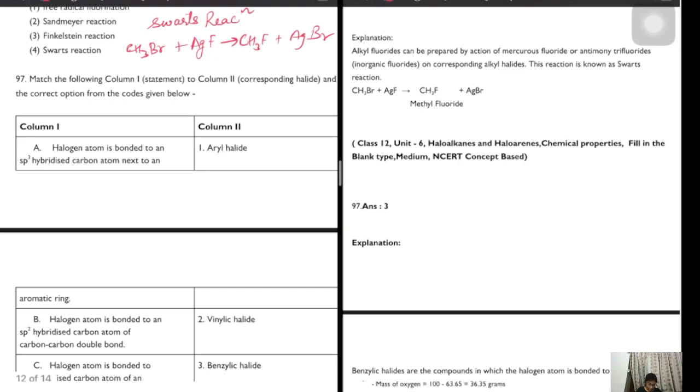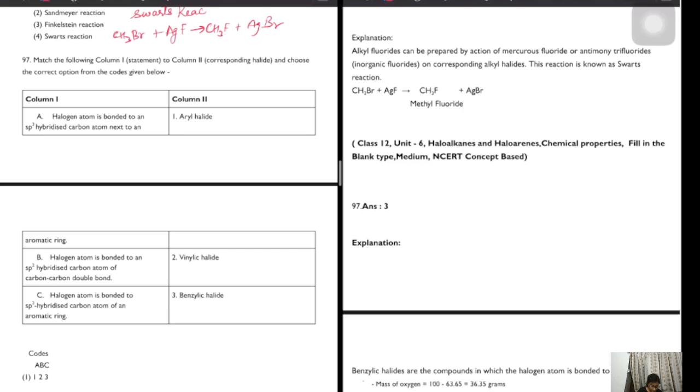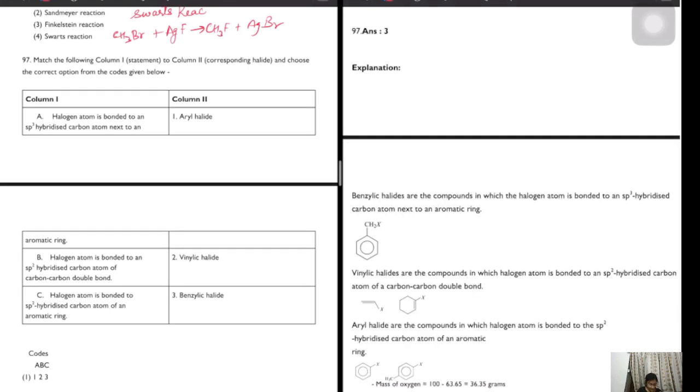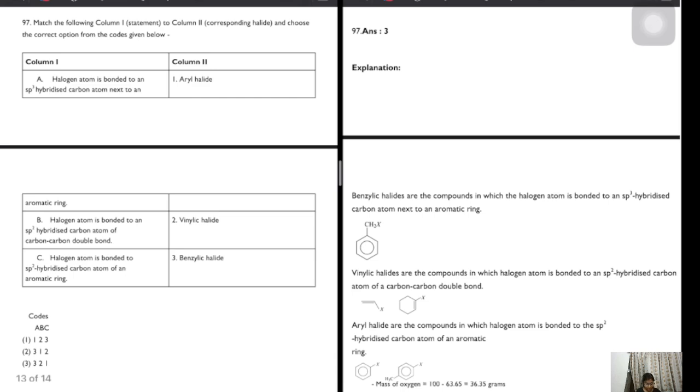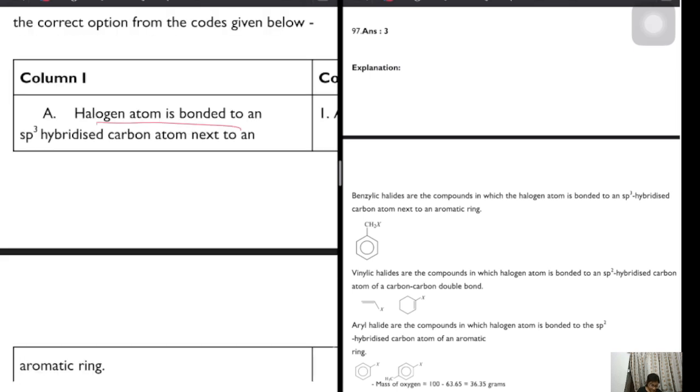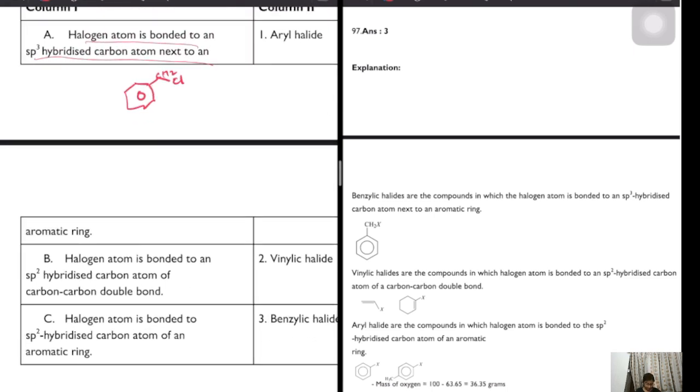So it is the Swarts reaction. Now, in the next question, you have to match the following. In column 1, we have been given the structure, and in column 2, we have to match them. It says a halogen atom is bonded to an sp3 hybridized carbon atom next to an aromatic ring. So let's draw an aromatic ring first. And it is said halogen is bonded to an sp3 carbon, that is this. This is sp3, right? This is sp2. So what is this group? This is benzylic group. So it would be 3.